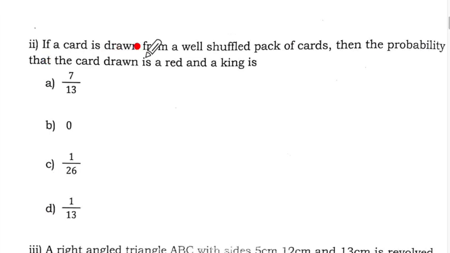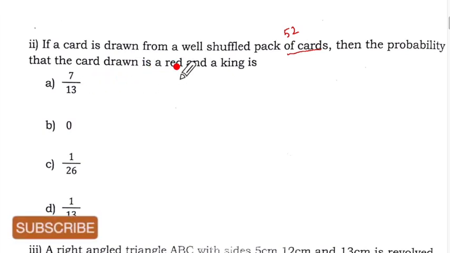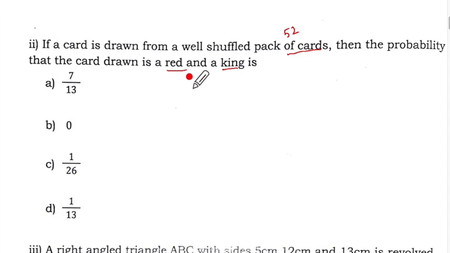Question number 2, if a card is drawn from a well-shuffled pack of cards, a well-shuffled pack will have 52 cards, then the probability of the card drawn being a red king, there are 2 red kings, the diamond and the heart. So that will be 2 upon 52. Now 2 upon 52 will cancel out and it will give us option C, 1 upon 26.